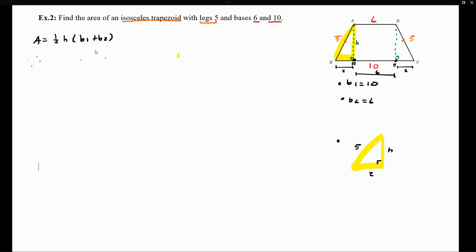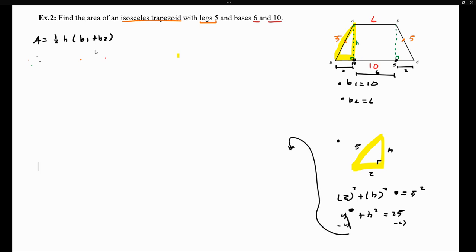And since it's a right triangle, then definitely we can use the Pythagorean theorem. So let's do that. We got 2 squared plus h squared equals 5 squared. So now this becomes 4, plus h squared equals 25. And if we take away 4 on both sides, let's just continue here. So now we have that h squared is equivalent to 21. Therefore, h is the square root of 21. So now definitely we know the value of the height.